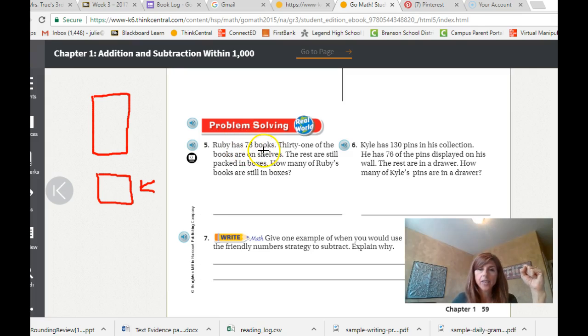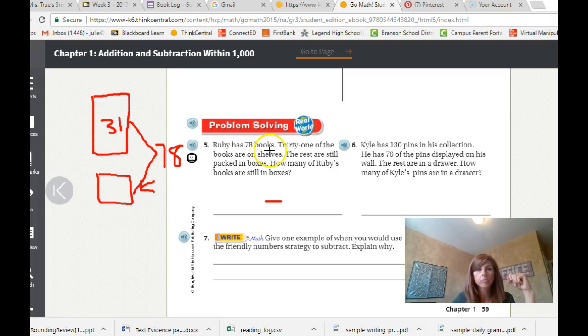Ruby has 78 books. 31 of the books are on the shelf. So part of them are on the shelves. 31 are here. We don't know how many are in the boxes, but we know that both of them equal 78. To break apart those, we know we can subtract. We can subtract those two numbers because we know we're not going to add them. They want to know how many are here. If part of this number is here and part is there, we have to break it apart and we can subtract.